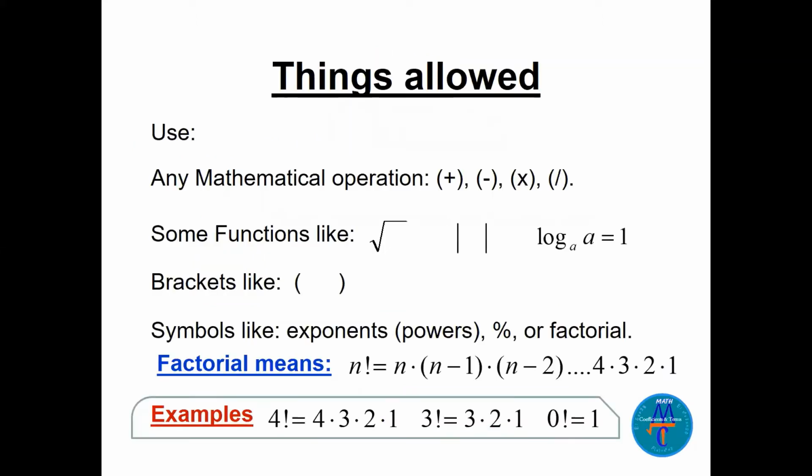You know the things here I mentioned so many times. You can use any mathematical operation. You can use square root. You can use the brackets. You can use the power. You can use factorial. We know now what is a factorial. 4 factorial is 4 times 3 times 2 times 1. 3 factorial is 3 times 2 times 1. 0 factorial is 1, etc.